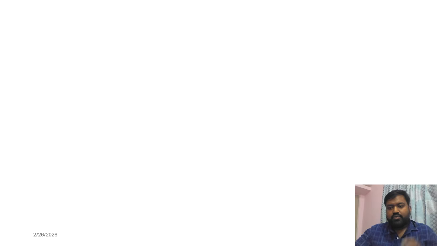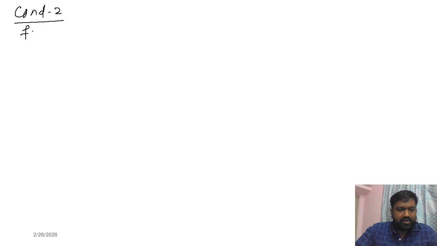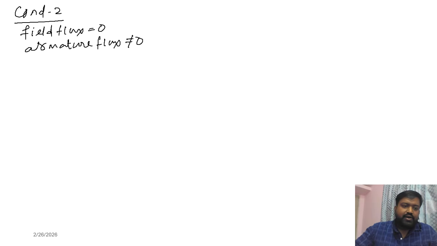Okay, now we will discuss condition number 2. You see here the condition number 2. That means here the field winding is not there, means the field flux is absent, equal to 0. Only the armature conductors or armature flux is there. Armature flux is not 0, means armature flux is there. Okay. Now you see there is an armature.